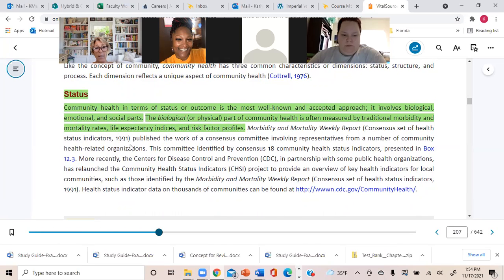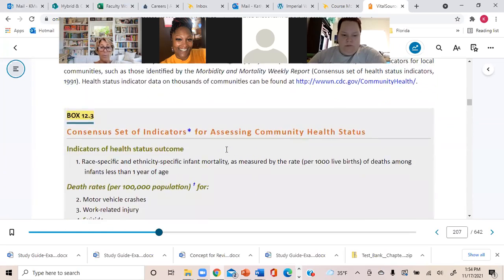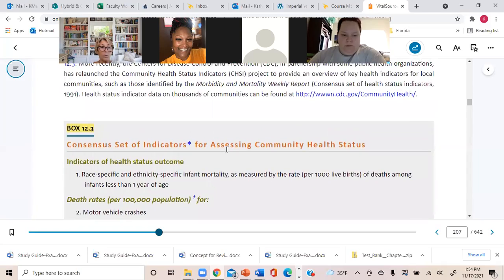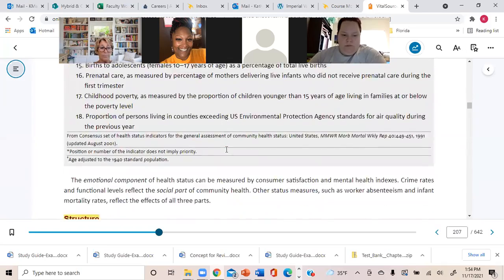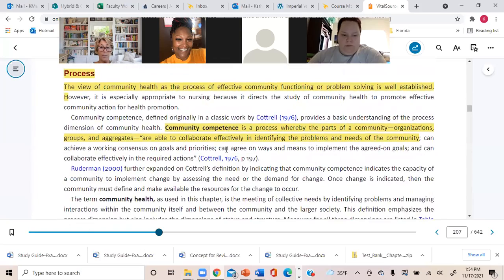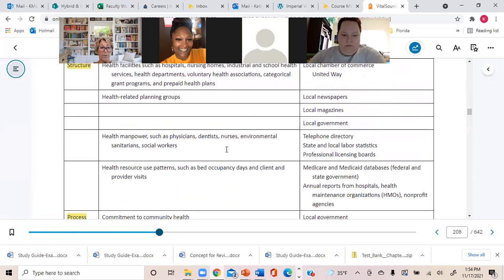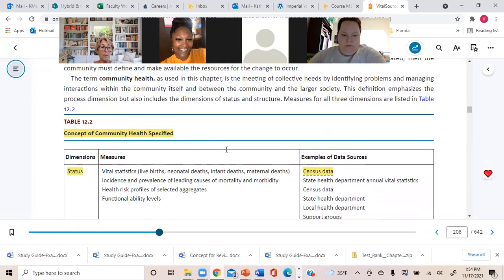We already went through this. Biological, for example, is measured with morbidity and mortality. This was in our outline, in our PowerPoint. We did the definitions. I forget what slide it was, but there was a short definition for each of them. So the status, the structure, and the process. And here's a summary of them right here, table 12.2.